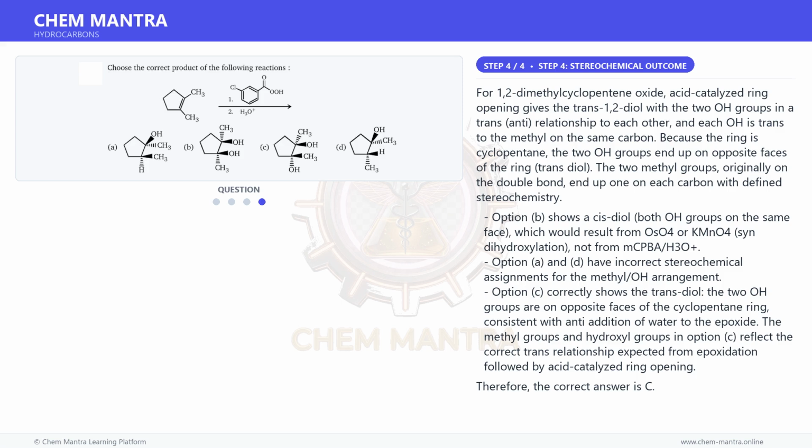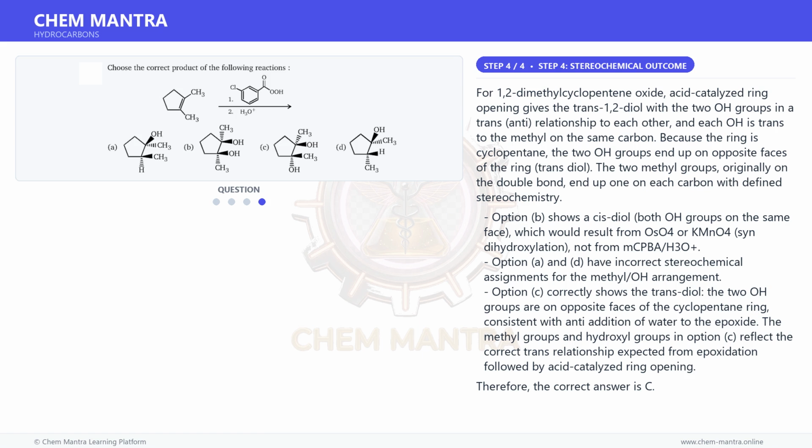For 1,2-dimethylcyclopentene oxide, acid-catalyzed ring opening gives the trans-1,2-diol with the two OH groups in a trans-anti relationship to each other, and each OH is trans to the methyl on the same carbon.